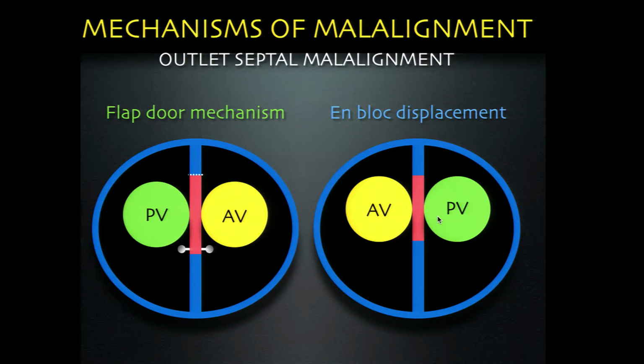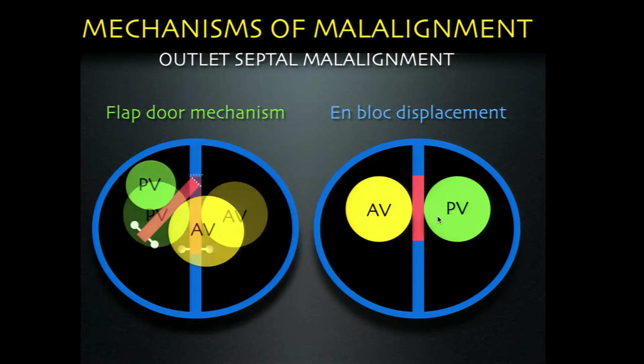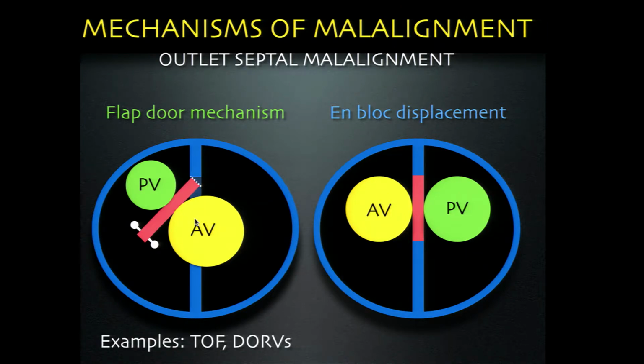So let's see what the flap door mechanism is. This is the flap door mechanism, and the pulmonary valve, because of the flap door, is squashed and then stenotic, while because of this, the aortic valve is moved forward. Here, you think of the pulmonary valve and aortic valve as actually married to the outlet septum. That's why the aortic valve is pulled forward because of the flap door opening. So with the flap door, the aortic valve moves forward. That's why in tetralogy of Fallot you have an overriding aortic valve.